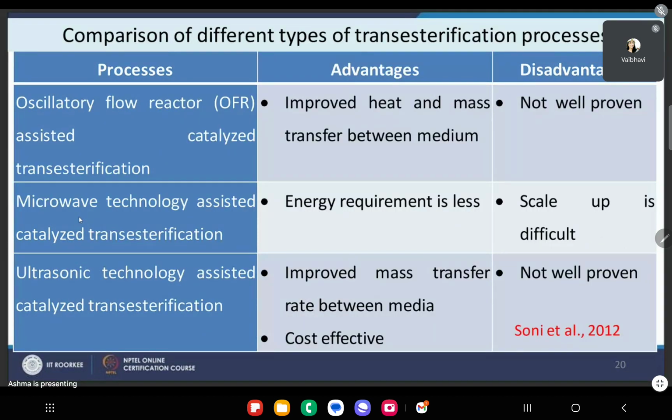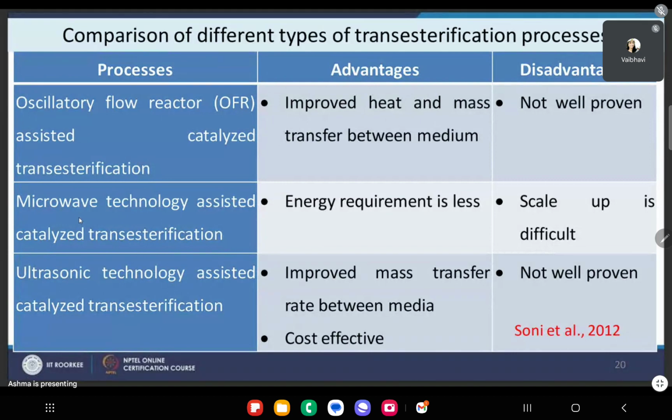Then comparison of different types of trans-esterification process. Next process is oscillatory flow reactor assisted catalyzed transesterification. In this, there is improved heat and mass transfer between medium, but this technology is very recent and it is under extensive research. It is not well proven.